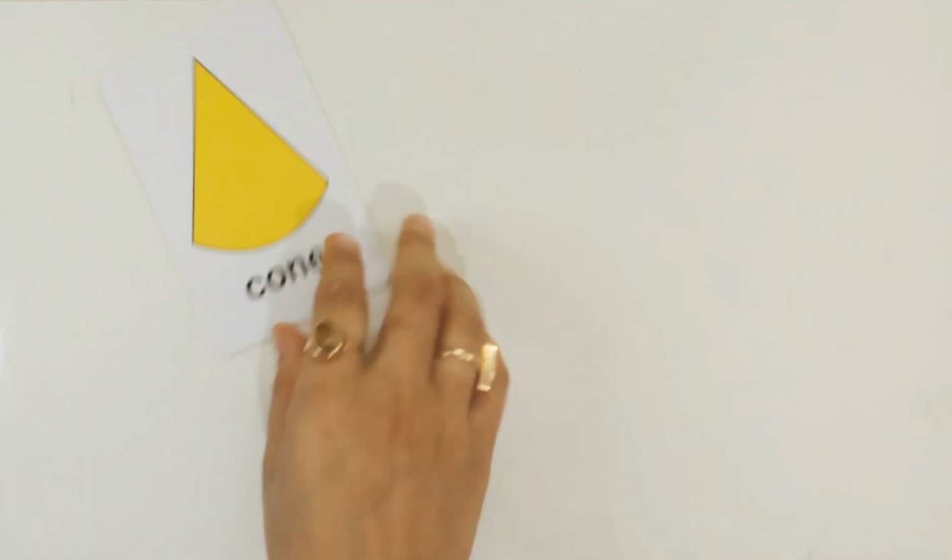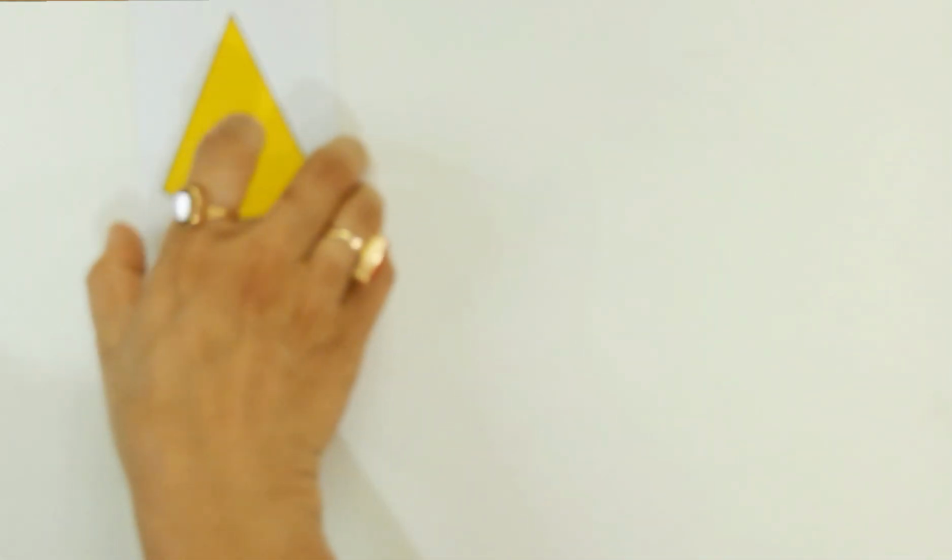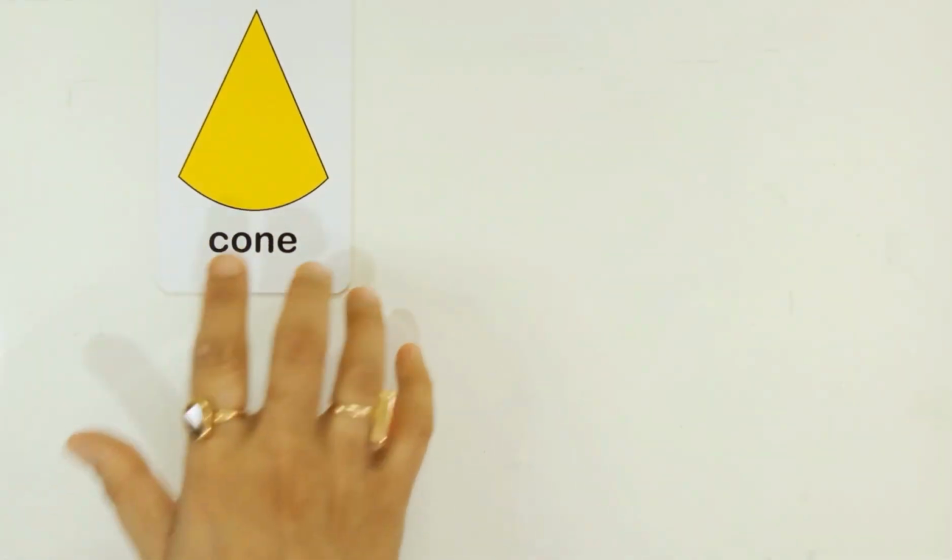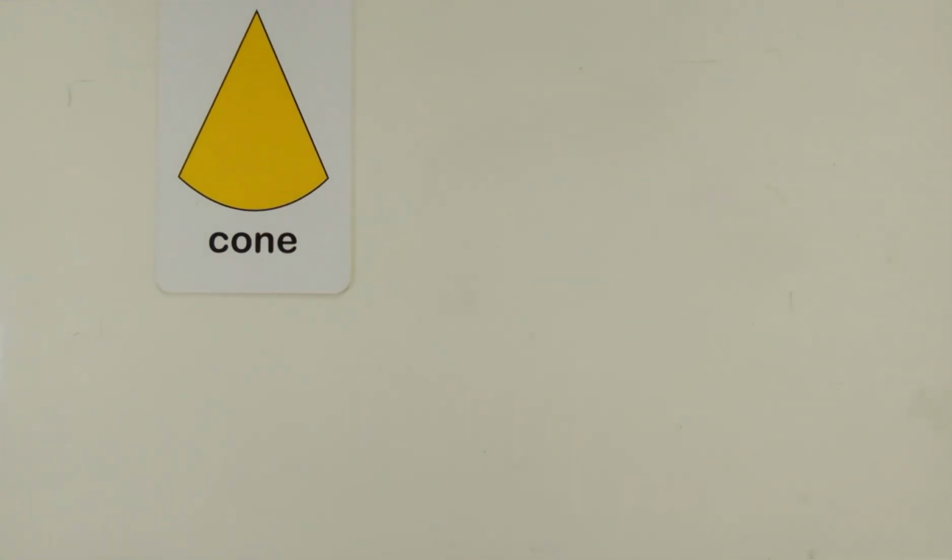Learn some shapes and colors. C for cone. C-O-N-E, cone. This is cone. Cone is a shape. And the color is yellow color.